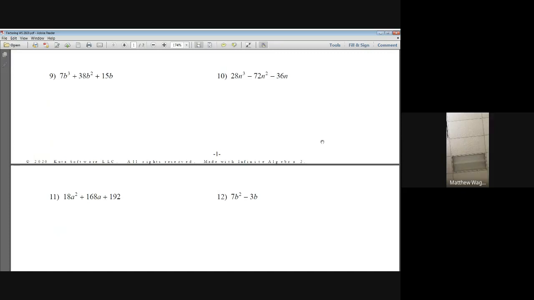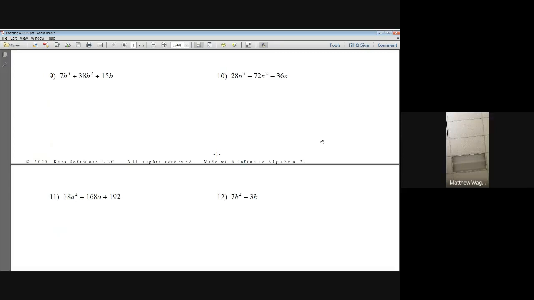So I'm going to take my leading coefficient and my constant, and multiply them together. 7 times 15 is 105. So I'm thinking, what are the factors of 105 that give me 38? Well, I have 105, I have 3 and 35. I have 15 and 7, obviously.